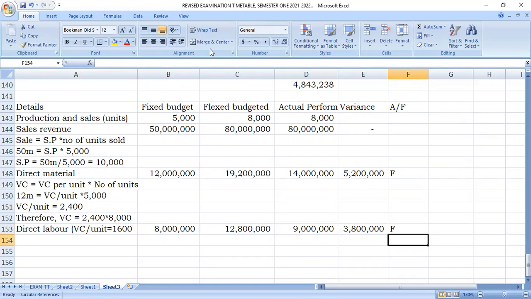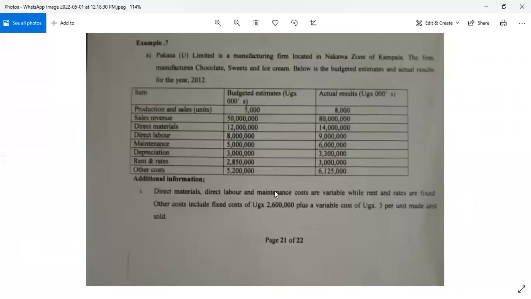Let me go to another item. I'm not going to do the one of maintenance, since it's also variable. You have got the technique. You can go to depreciation. Depreciation, they didn't talk about it, so I won't also do it. Otherwise, once they don't talk about an item, you leave it the way it is. You assume it is fixed.